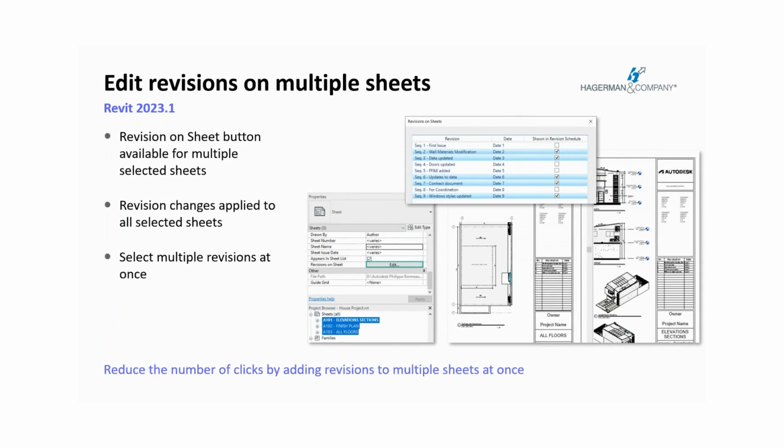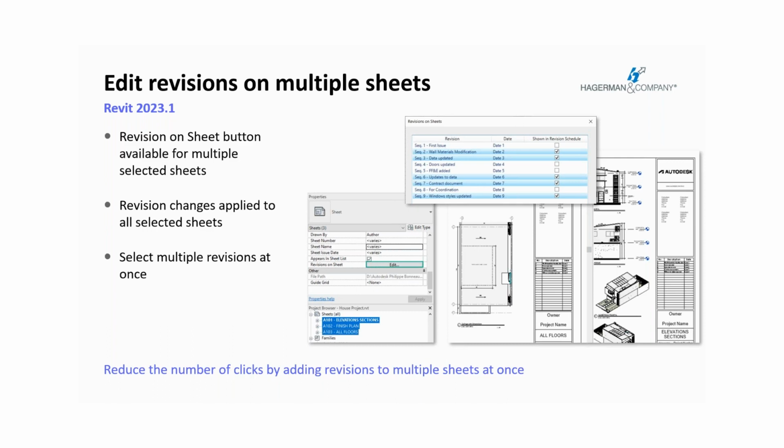And if you do a lot of revisions, this one is great too. Revisions can be added to multiple sheets at once, greatly reducing the number of clicks and potential for error. When selecting multiple sheets in your project, the Revisions on Sheet button remains available in the Properties panel. You can select multiple revisions at once in the Revisions on Sheet dialog and apply them to all selected sheets. This will greatly reduce the number of clicks by adding revisions to multiple sheets at once.